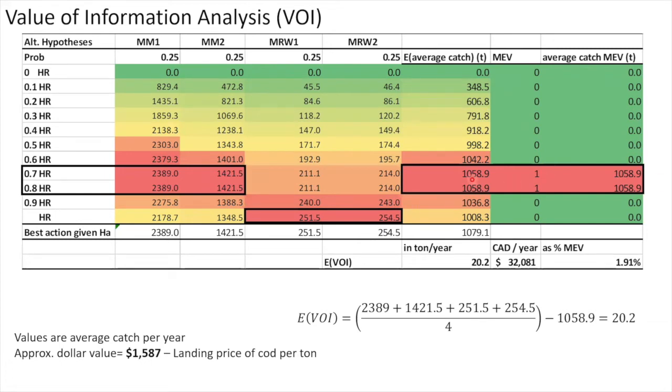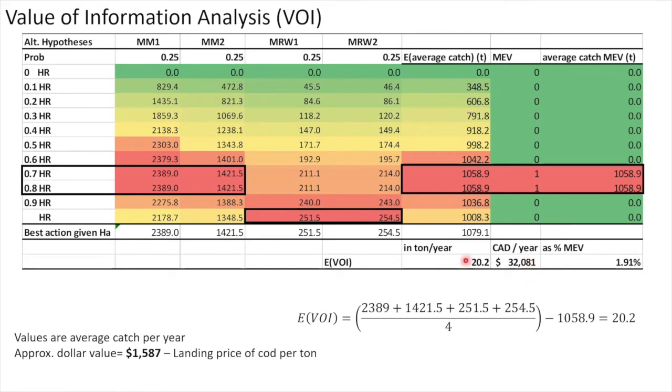The best non-adaptive policies are 70% or 80% of the terminal harvest rate, which generate the maximum expected value in terms of catch, given an average performance of 1,059 tons across all the models. The value of information was 20.2 tons per year, which corresponds to 32,000 Canadian dollars per year.